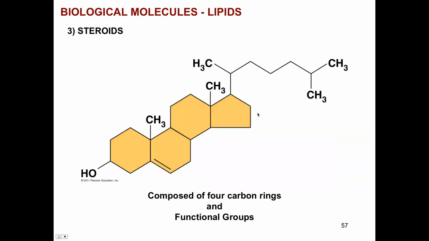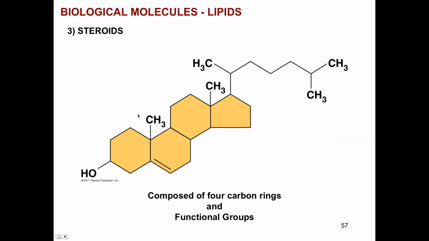Now, the third lipid is the steroid. Doesn't look a bit like the other 2, but it's still a lipid. It's hydrophobic, doesn't like water. It's based on this ring structure. You've got 3 6-membered rings and 1 5-membered ring. They all have this in them.